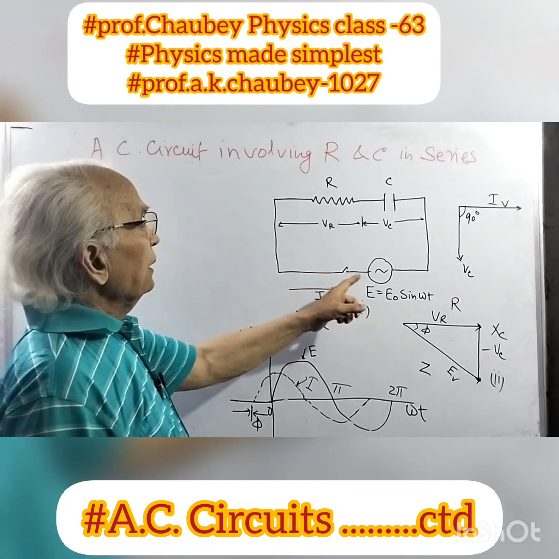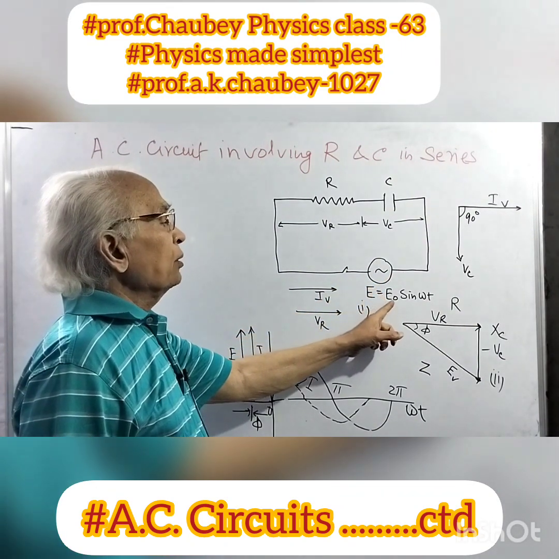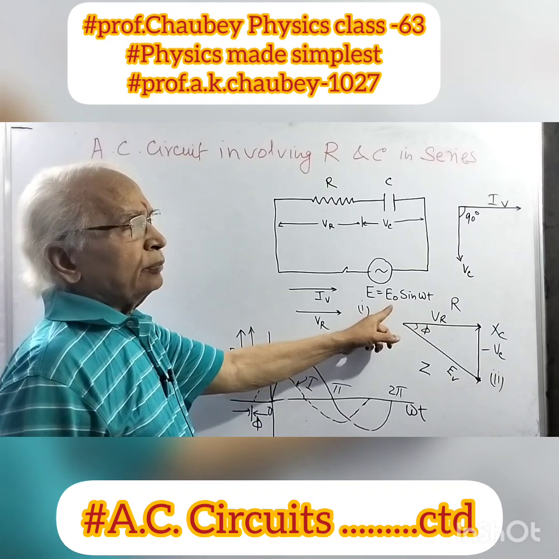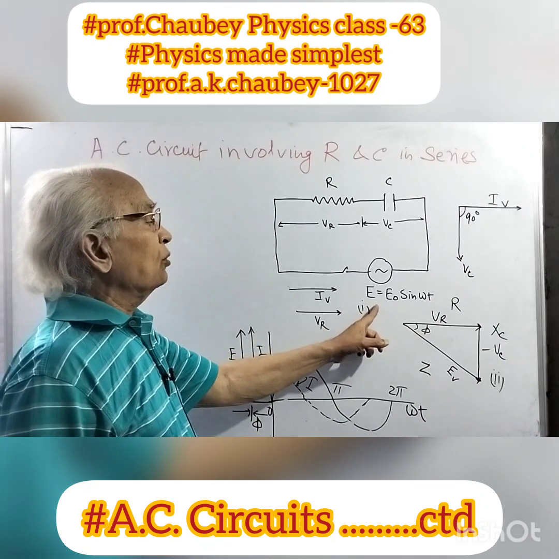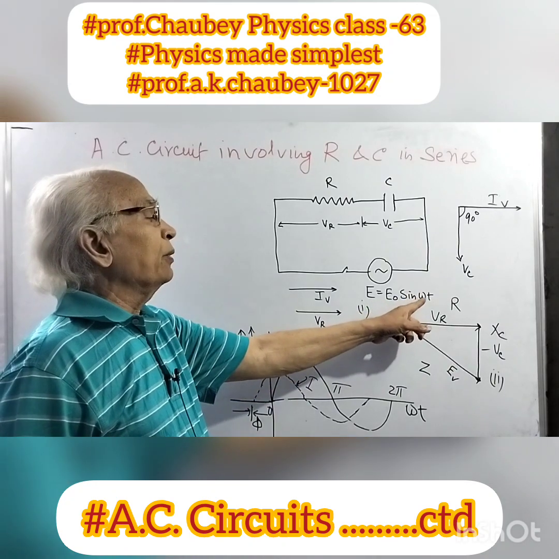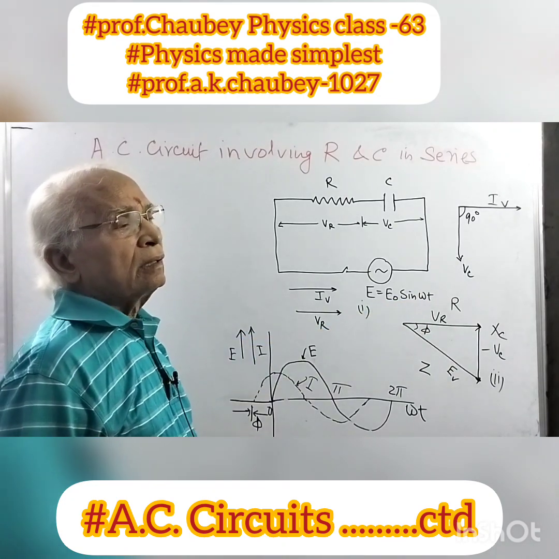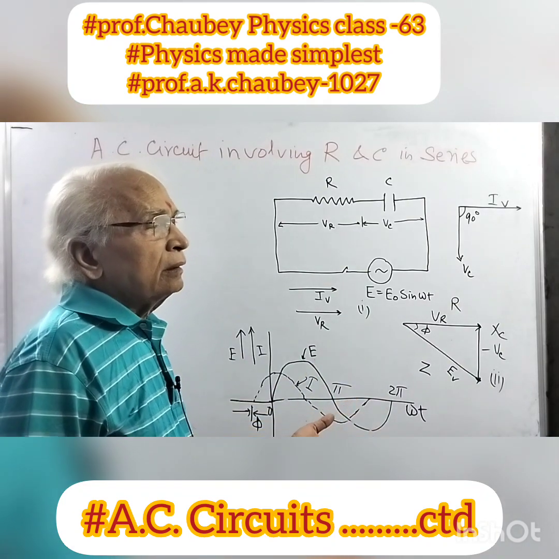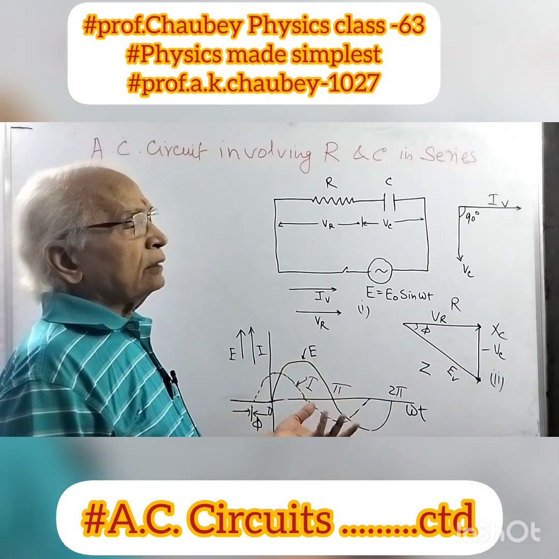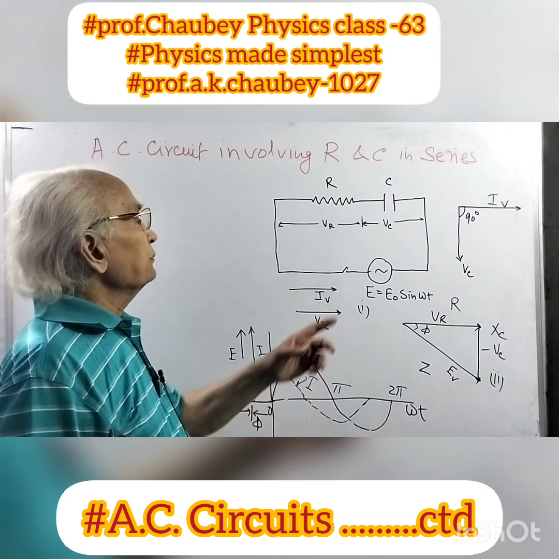So I have an AC source. E0 is the maximum value of this potential. E is the instantaneous value. At any moment, E is equal to E0 sin omega t. Omega is the angular frequency that represents in fact the angle traversed by the vector, maybe electric or potential.